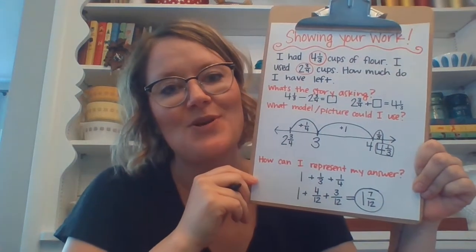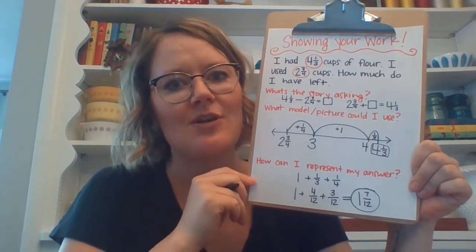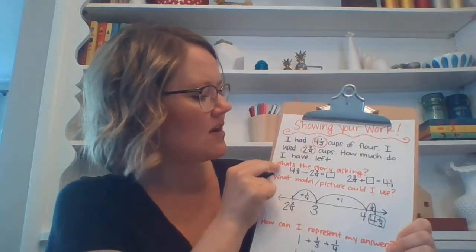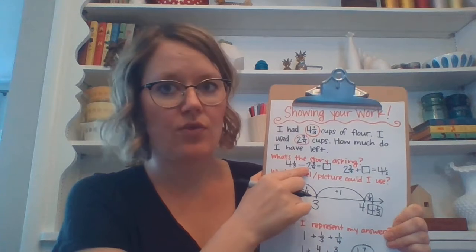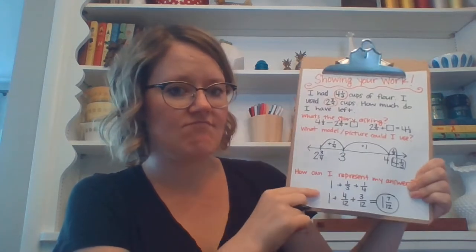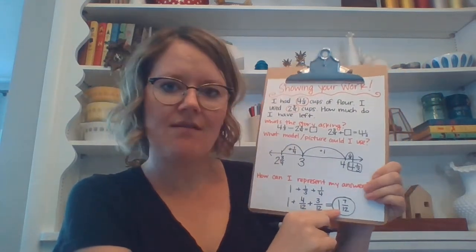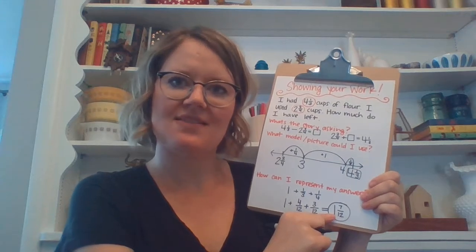Okay. Now I'm going to go back to the original problem and make sure it makes sense. If I were to start with 4 1/3 and remove 2 3/4 cups of flour, yeah, 1 7/12 does make sense.